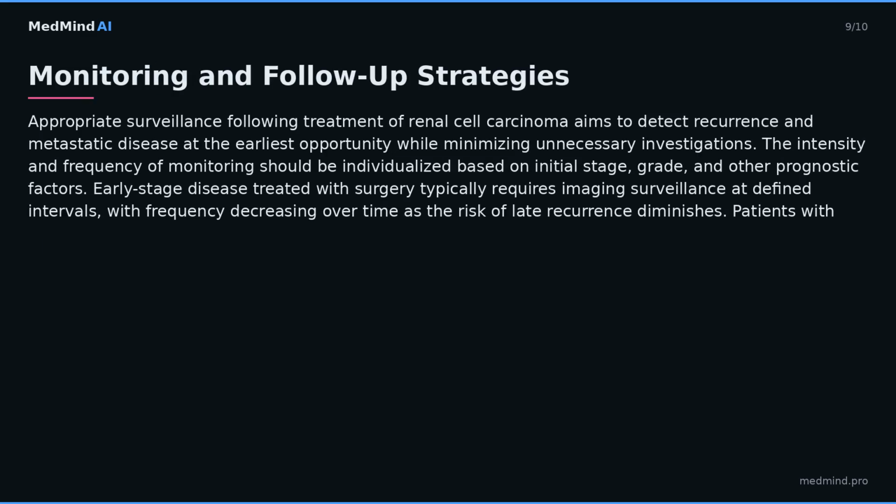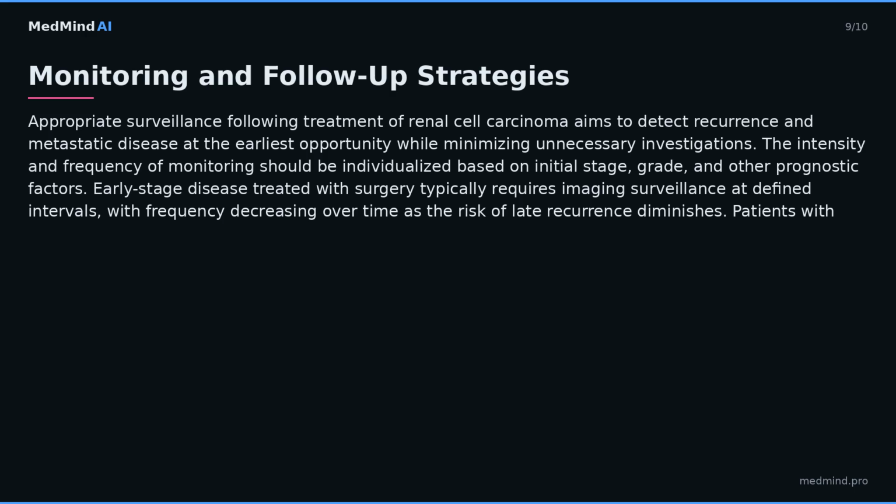Monitoring and follow-up strategies. Appropriate surveillance following treatment of renal cell carcinoma aims to detect recurrence and metastatic disease at the earliest opportunity while minimizing unnecessary investigations. The intensity and frequency of monitoring should be individualized based on initial stage, grade, and other prognostic factors.